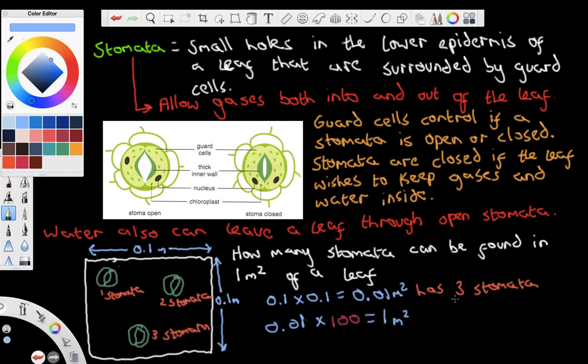We would need to do the same to this. So we would need to do 3 stomata times 100 to give us 300 stomata. Okay? So if you are faced with a question like this in an exam, you would need to first of all find the area, you would need to count the amount of stomata in that area, and then times everything up to get to the size that the examiner is asking for.